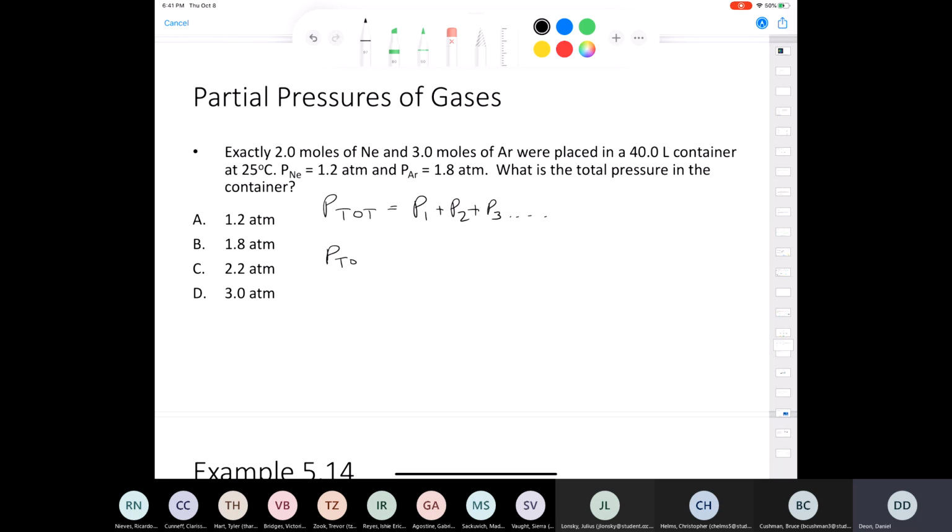we add up all the individual pressures to get the total pressure. So in this case, our total pressure is going to be equal to the sum of the partial pressure of the neon plus the partial pressure of the argon. 1.2 atmospheres plus 1.8 atmospheres. And we end up with a total pressure of 3.0 atmospheres.